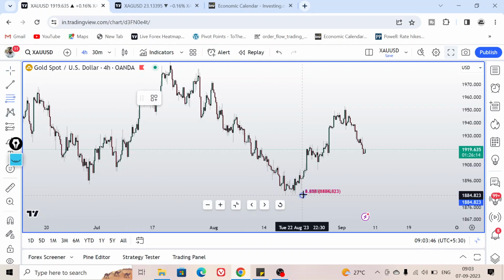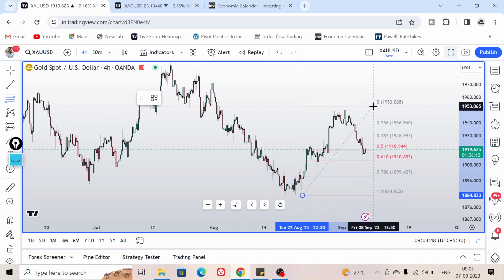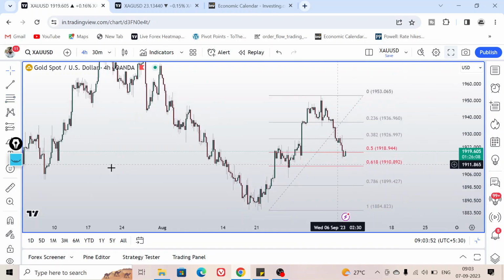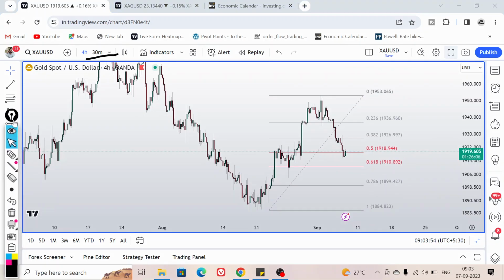We draw Fibonacci from this low to this high. You can see the current price is trading above, and we have seen rejection inside this golden Fibonacci zone, and currently this is acting as support for bulls. This is the main zone that they can defend. So if price is able to hold and sustain above this zone, then buying is possible.